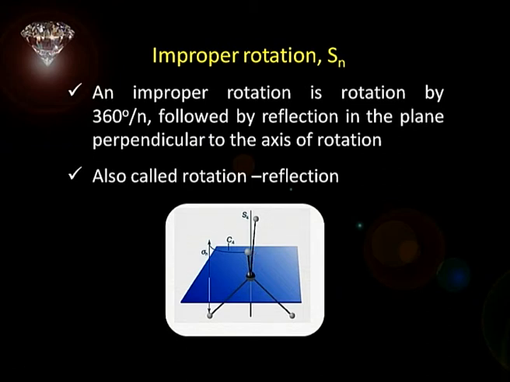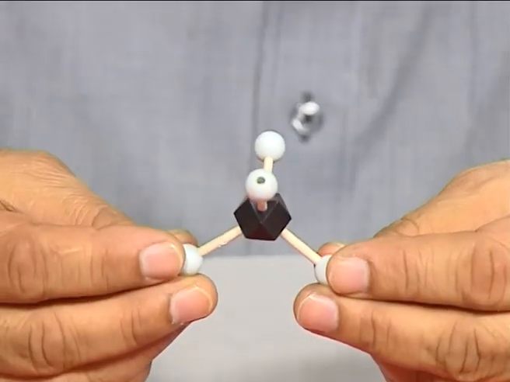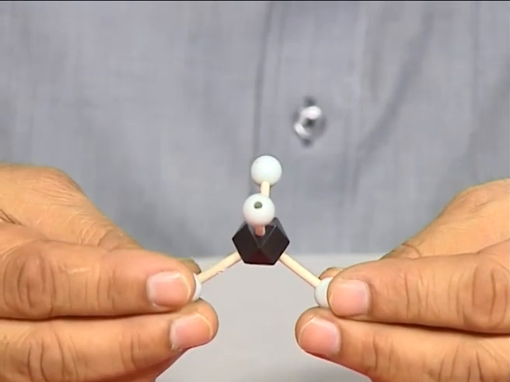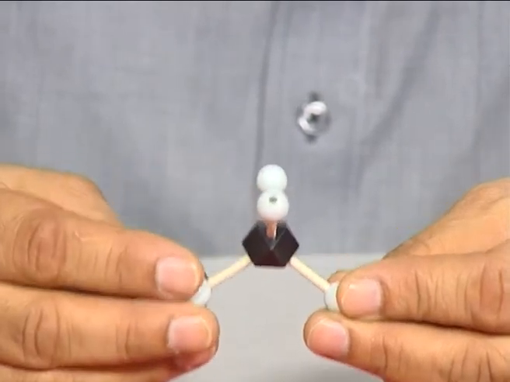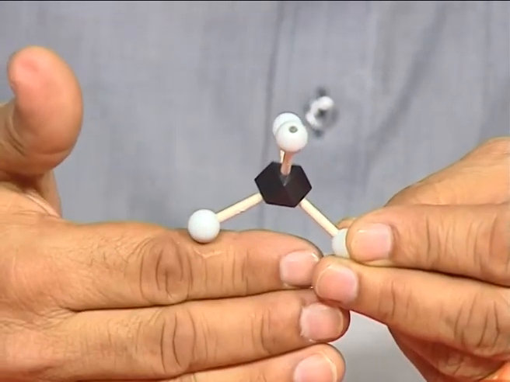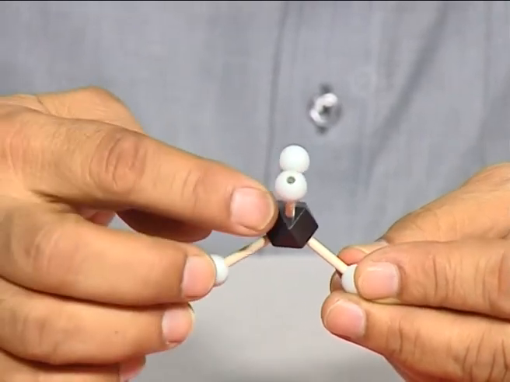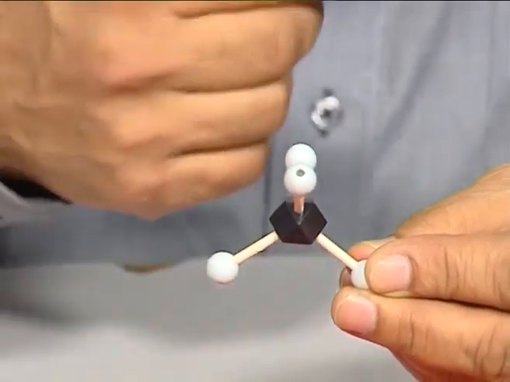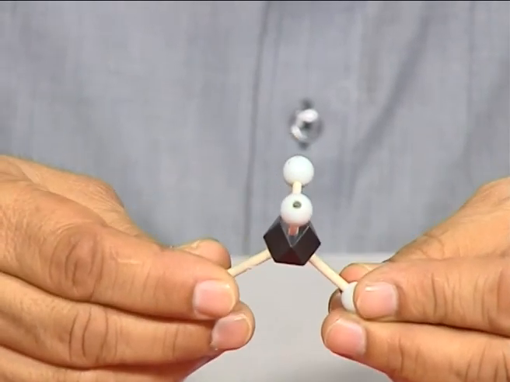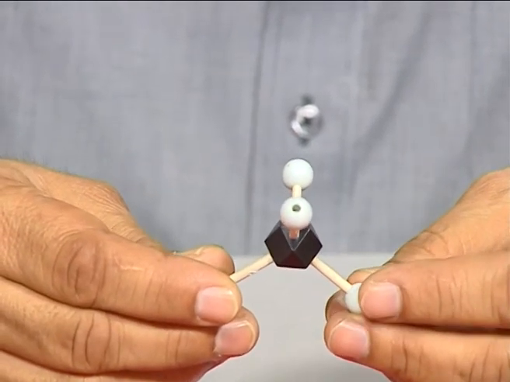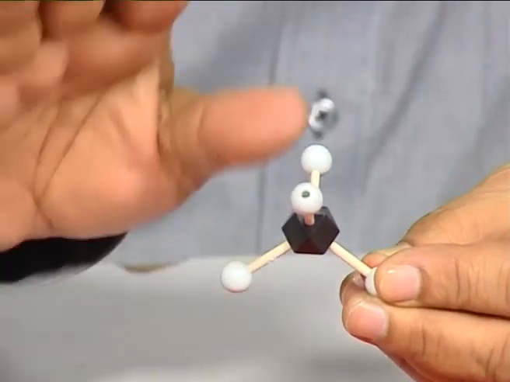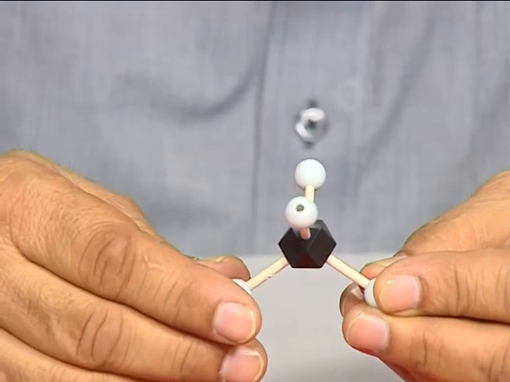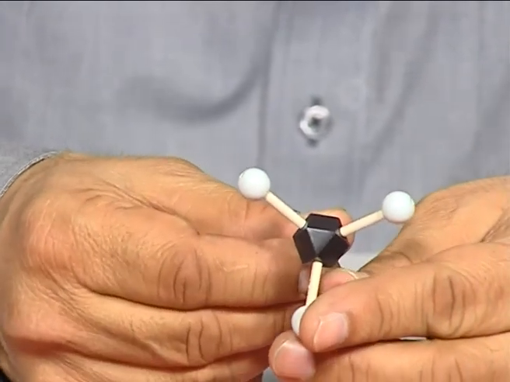Let us understand the same with the help of a model now. This is my methane molecule. I am holding it in this particular orientation, wherein these two hydrogen atoms linked to the carbon atom are in the vertical direction like this, and this one is pointing towards you, this is pointing towards me. Now, suppose I take this molecule and rotate it by 90 degrees on this particular axis. So, I am trying to do a C4 rotation. When I do that, what happens is I get this molecule like this.